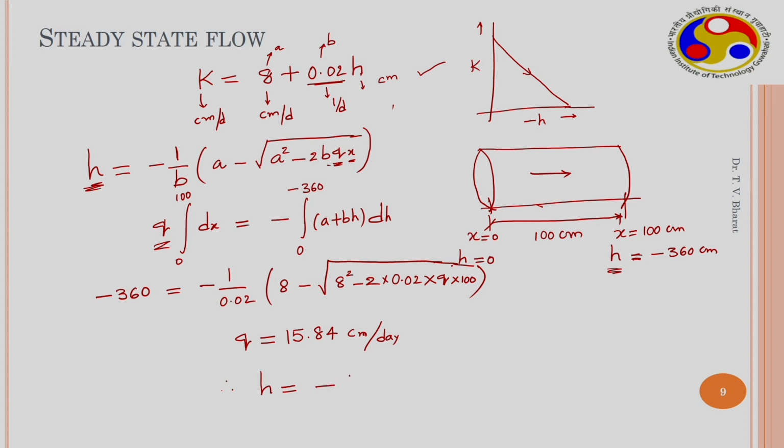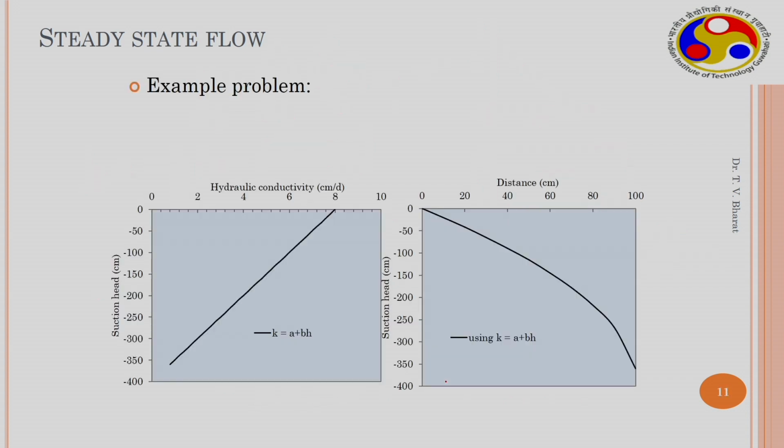So therefore h is equal to minus 50 times 8 minus square root of 64 minus 0.6336 x. So this is the expression. This is how h varies with x. So therefore, this is the expression for hydraulic conductivity K versus suction head h.